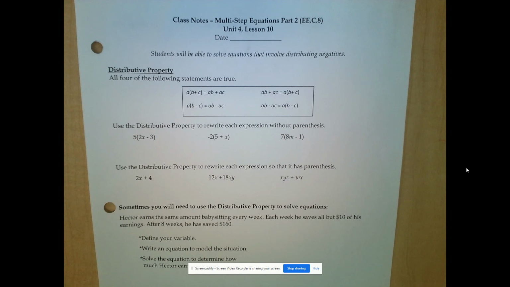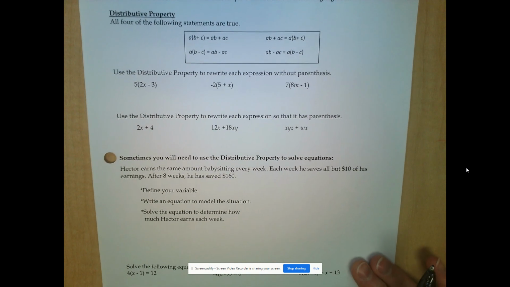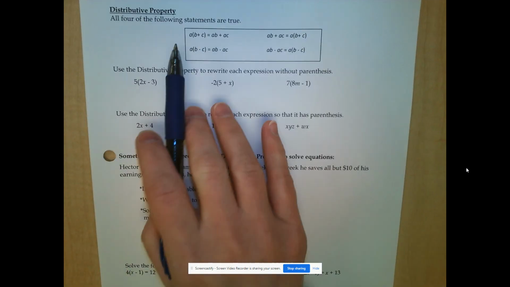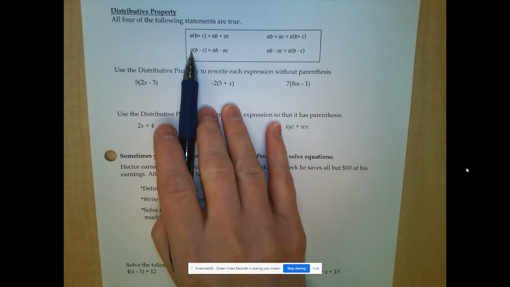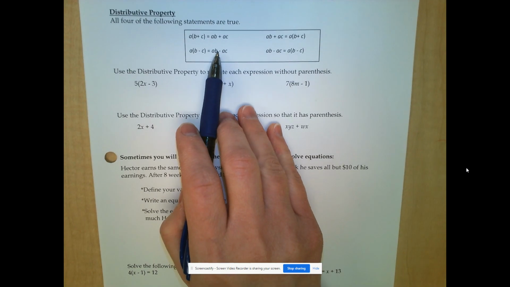All right, so little by little, we are layering back in those steps from MSM2 into our multi-step equations, Unit 4, Lesson 10. What happens when we layer in the distributive property? All four of the following statements are true. If we have a number outside of the parentheses, we can multiply it by a pair that are being added or subtracted in order to distribute the A.